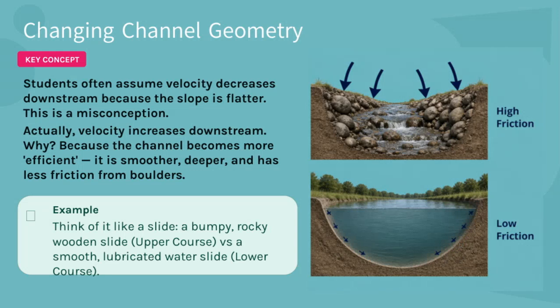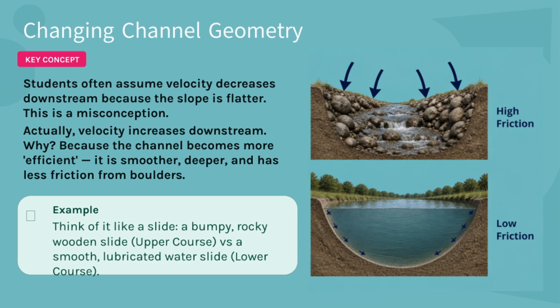Now let's deal with a common misconception. Many students assume that river velocity decreases downstream because the slope becomes flatter. That sounds logical, but it is usually not correct. In many rivers, average velocity actually increases downstream. Why? Because the channel becomes more efficient.